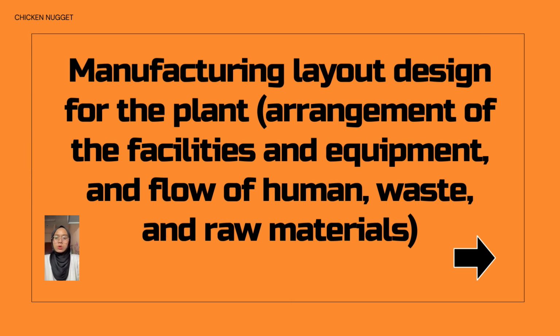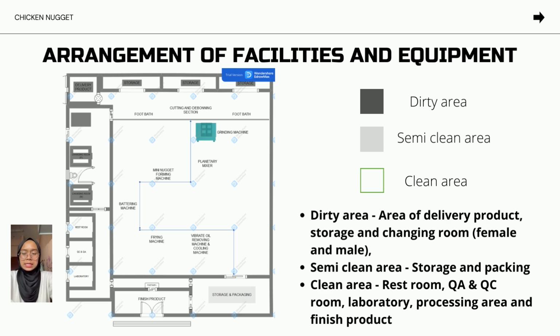This is the manufacturing layout design for the plant, including the arrangement of the facilities and equipment, and the flow of human, waste and raw material. So dalam factory nugget ada 3 jenis area lah. So dirty area, semi-clean area and also the clean area. So untuk dirty area consists of area of delivery product, storage and changing room, female and male. Secondly, semi-clean area, storage and packing area. And third is clean area, rest room, QA and QC room, laboratory, processing area and also the finished product.